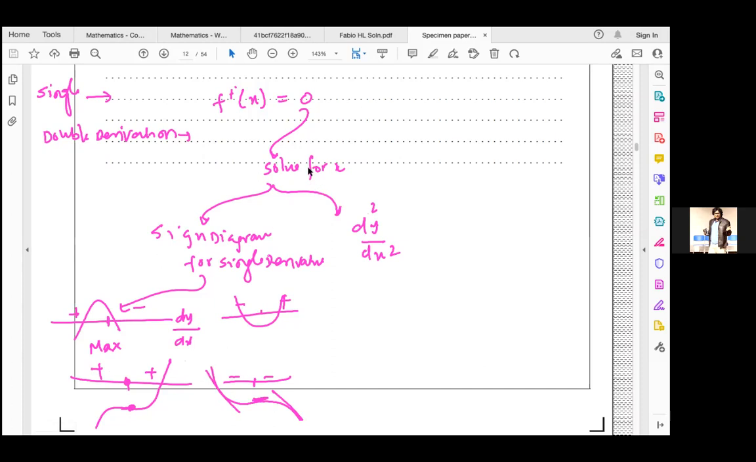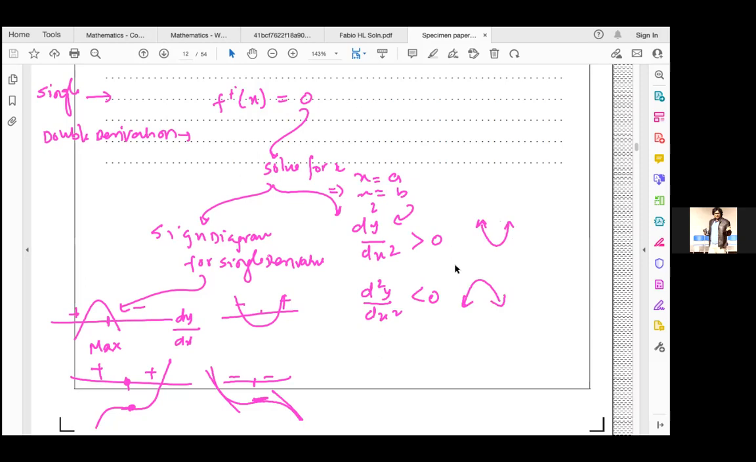Now, you could verify the maxima minima with the second derivative sine diagram as well. After solving for x, let's say I got certain values, x as a or x as b, you plug them in the second derivative function. If the second derivative is positive, it means that's a concave up function, which is going to be a minima, because the double derivative tells you the concavity. So if the function is concave up, your double derivative will be positive. If your second derivative is negative around any of the points, then it is concave down.